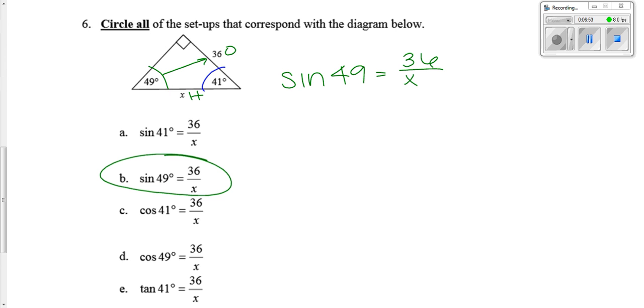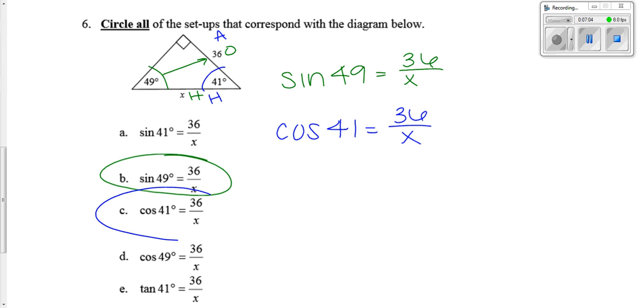From angle 41, 36 is my adjacent, x is still my hypotenuse. So the cosine of 41 would equal 36 over x. So B and C work.